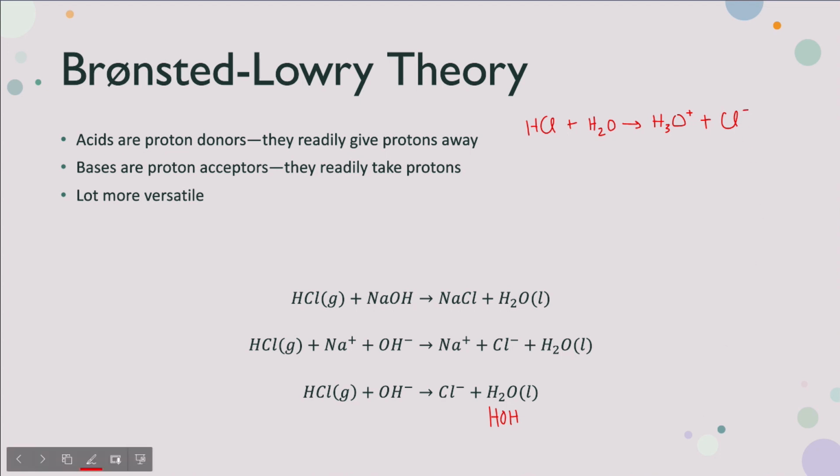Okay, now here we can apply that same Brønsted-Lowry theory, and we can see that the H from the HCl went straight to the water and joined with it to make the hydronium ion. And that left the chloride ion all by itself on this side. So here, the HCl is acting as a Brønsted-Lowry acid, while the H2O is acting as a Brønsted-Lowry base.